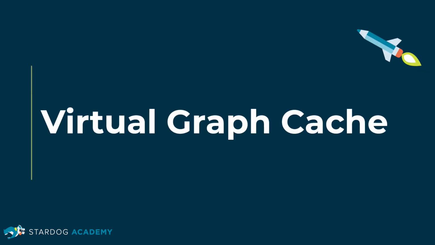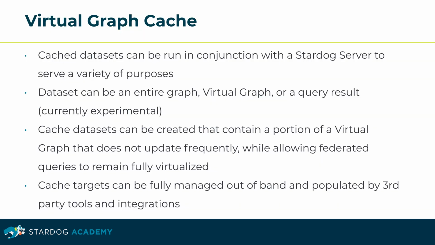This section is about virtual graph cache. The virtual graph cache is a relatively new feature to Stardog, and this lets us use a cache dataset in conjunction with the Stardog server to serve a variety of purposes. And these cache datasets can be an entire graph, a virtual graph, or a query result, and that last one is experimental. But typically, we would use these to cache a virtual graph or a portion of a virtual graph, especially if it doesn't update frequently, and allows us to federate queries to the remaining fully virtualized portion of that graph.